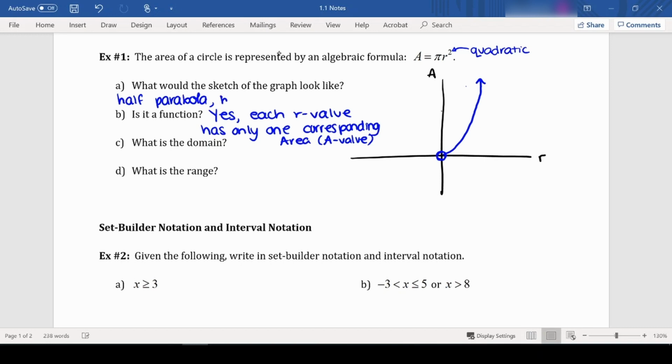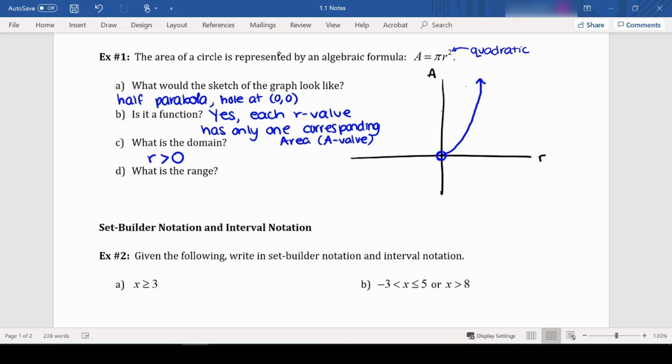With a hole at 0, 0. Okay, so what's our domain? Well, r has to be positive, right? And it can't equal 0 or we wouldn't have a circle in the first place.